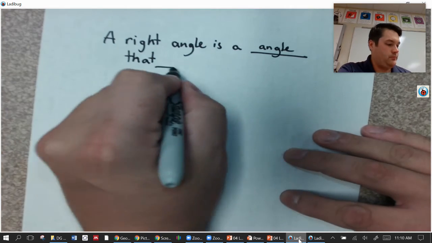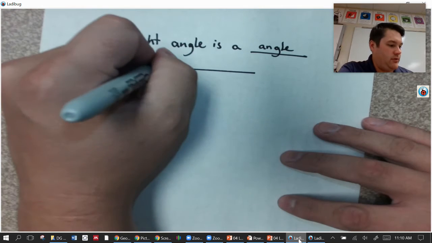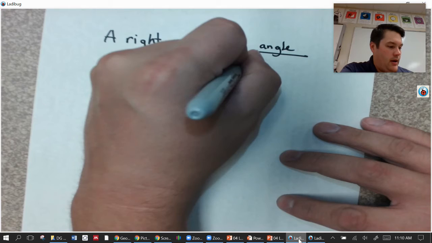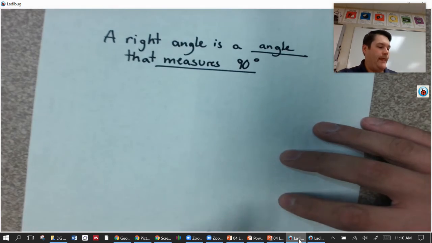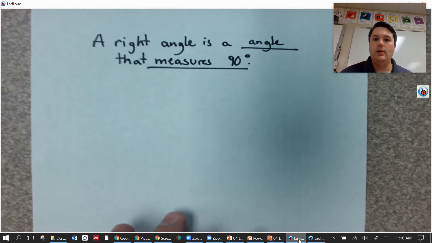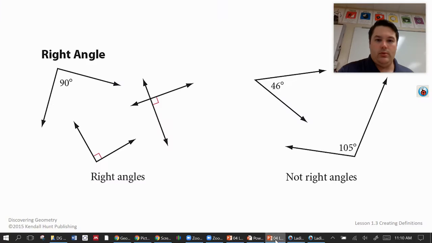That, and a right angle is 90 degrees. So I'm going to use measures 90 degrees. That would be an excellent definition for a right angle. And if you look back at the counterexamples, the two examples that were not right angles were 46 degrees and 105 degrees. Definitely not 90 degrees. So that's our definition for a right angle. Okay, back to the PowerPoint.